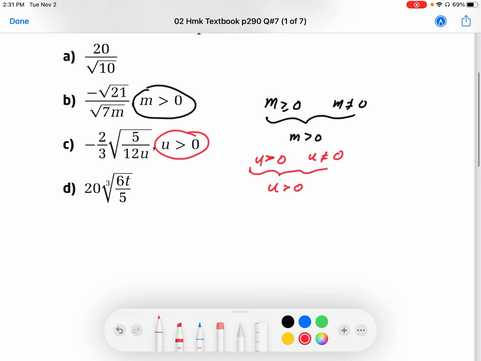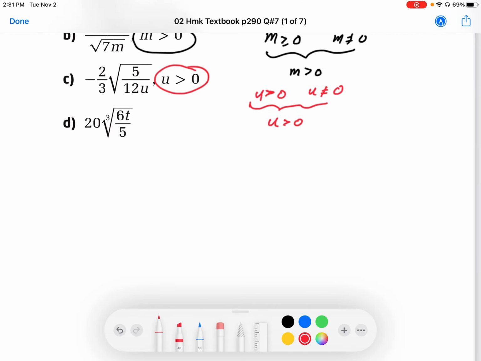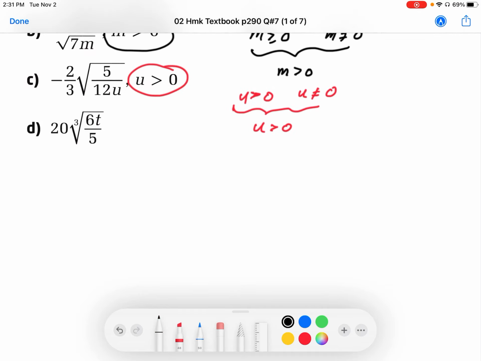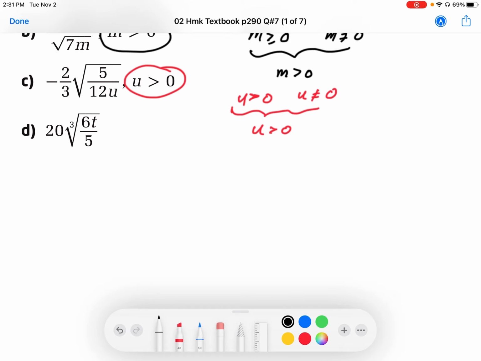Now that restriction doesn't exist in D because the variable is in the numerator, so we don't have to worry about that. So we're going to rationalize D. And the other part of D is that since it's a cubic, we wouldn't have the negative restriction on here. We would just have a 0 in the denominator restriction. But for D, we're just going to rationalize the denominator, and to do that, we need to find a perfect cube in the denominator.